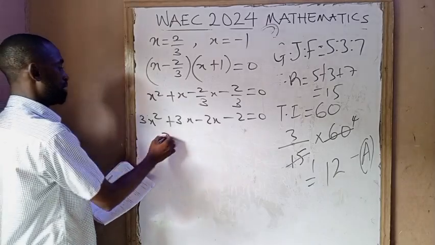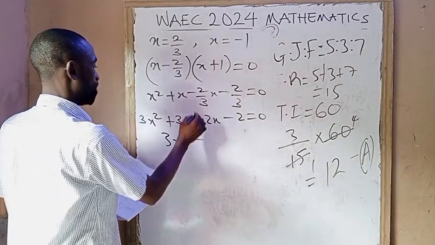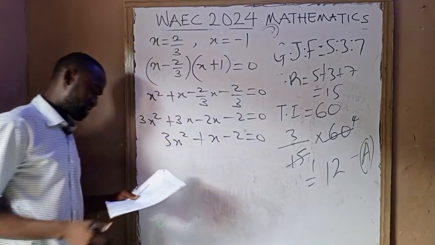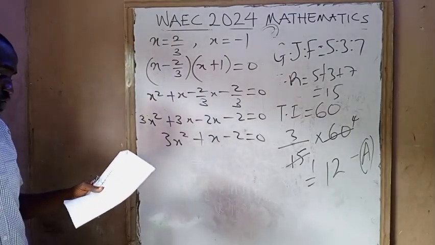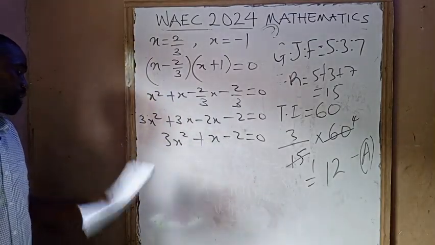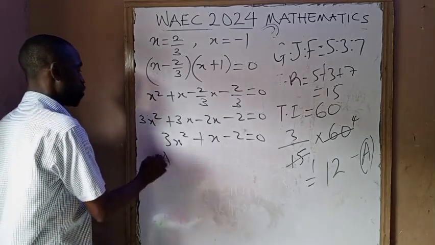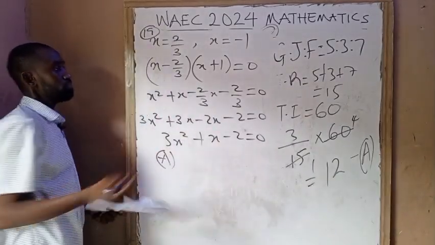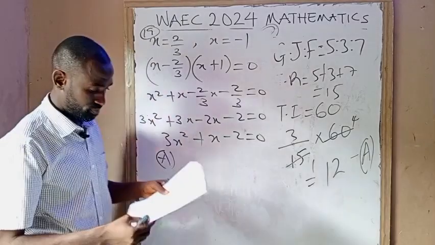So what do we have here? 3x squared plus x minus 2 equals 0. So the correct answer is option A, 3x squared plus x minus 2 equals 0. So the answer to number 19 is A. Then number 20.